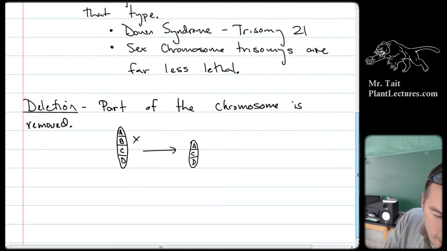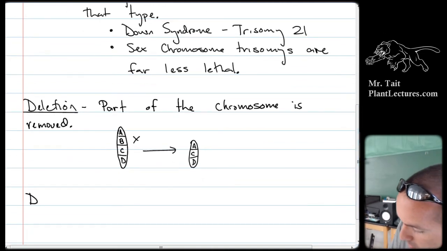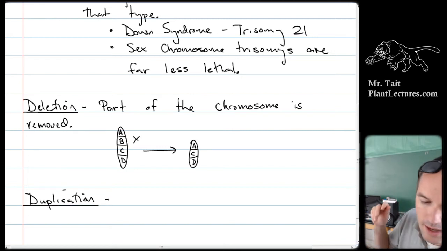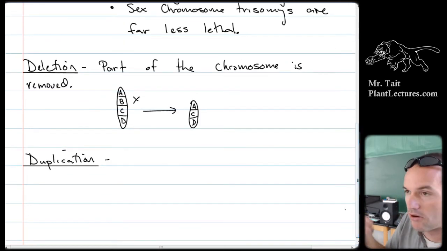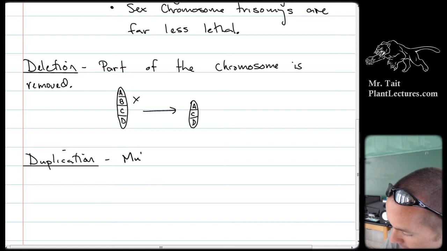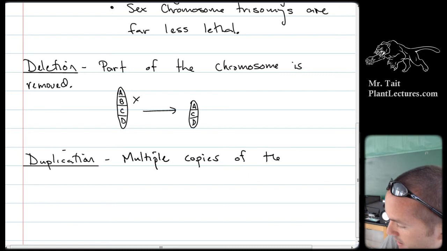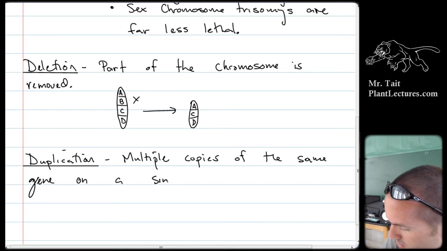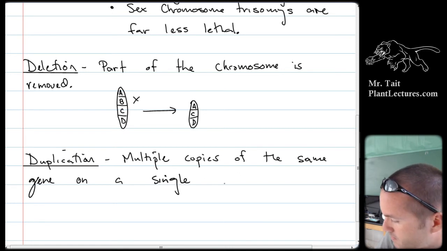All right. Duplication. That is when multiple copies of the gene are on the same chromosome. So multiple copies of the same gene on a single chromosome.